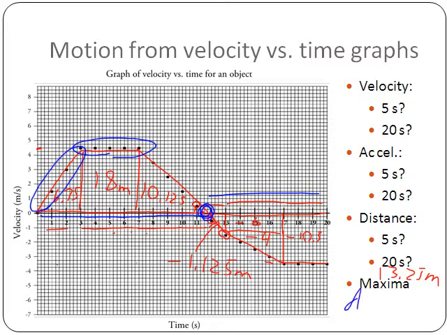So our maximum distance, 34.875 meters right there. And that's how you go about using a velocity versus time graph to find acceleration, distance, and velocity, including their maxima there. So that's velocity versus time.